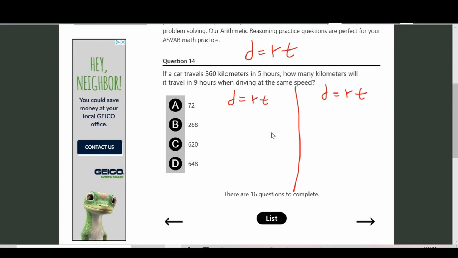Let's plug things in accordingly. We're told it travels 360 kilometers, which is distance. And it does that in 5 hours, so we don't know what the rate is, but we know the time is 5. And again, distance equals rate times time. D stands for distance, R stands for rate, T stands for time.